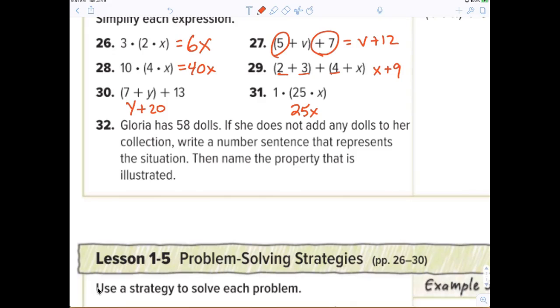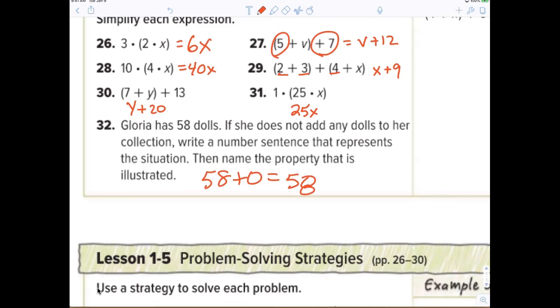Gloria had 58 dolls. If she does not add any dolls to her collection, she's going to have how many dolls? 58. So what are we trying to say? 58 plus 0 equals what? 58. And that is what type of property? Definitely not the 0. Yay, thank you. That is the identity. Thank you very much. That was good. The identity.